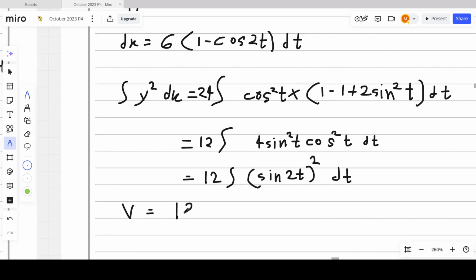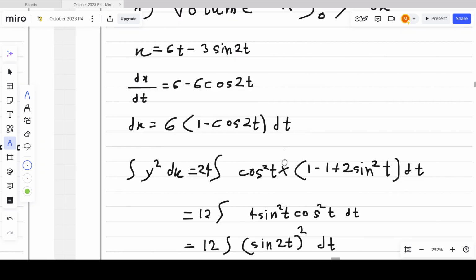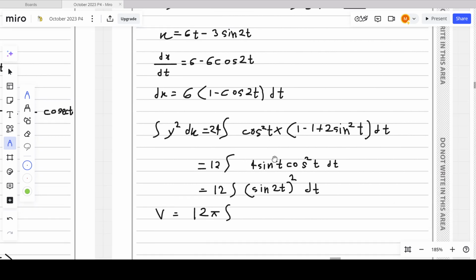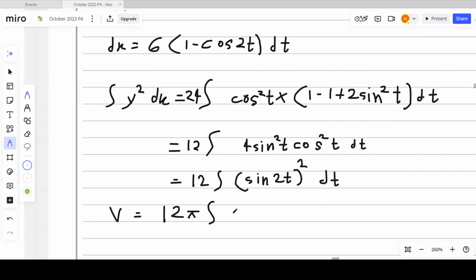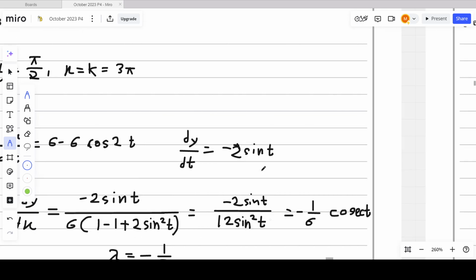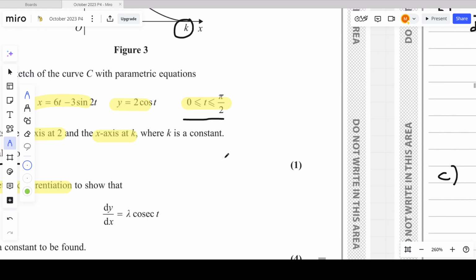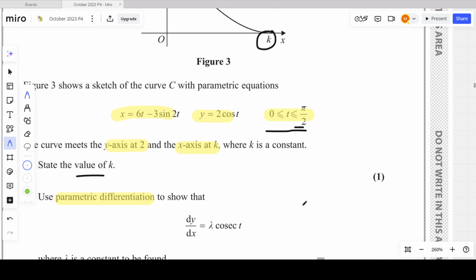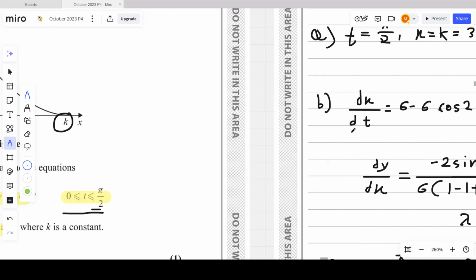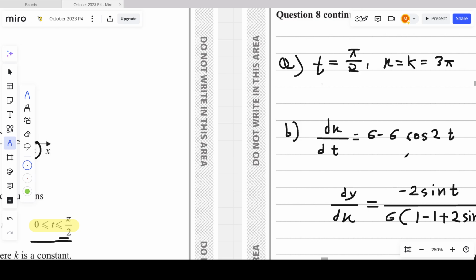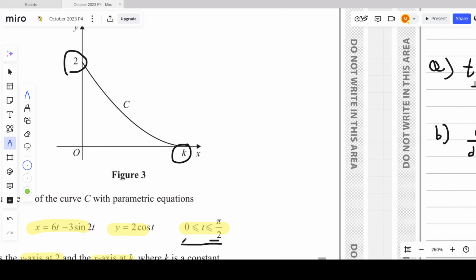12 pi. Okay, 12 pi, and we need to change the what? Limits. Why? The previous limits were for x. But now since we are considering t, we need the limits for t. So what was the limit? The upper limit was pi over 2, right? Yes, it was pi over 2. So the upper limit would be pi over 2 and the lower limit would be 0.